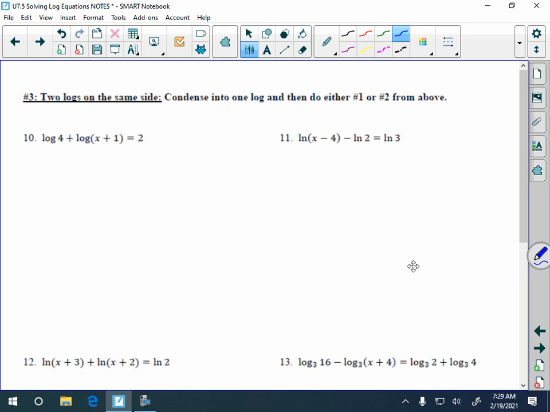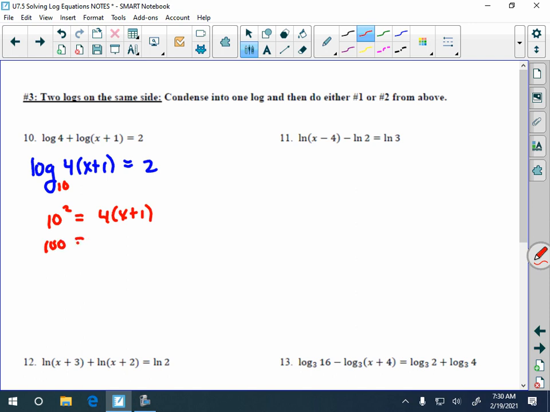All right, so on number 10, two logs on the same side, we're going to condense. Addition condenses to multiplication. So it's log 4 times x plus 1 equals 2. So I condensed it into a multiplication of one log. It's up to you. You could distribute the 4 in now, or you could wait. But we have it down to one log, and so now we have case number 1, where we're going to change it to exponential form. So remember the base. In this problem, it's base 10. So 10 squared equals 4 times x plus 1.